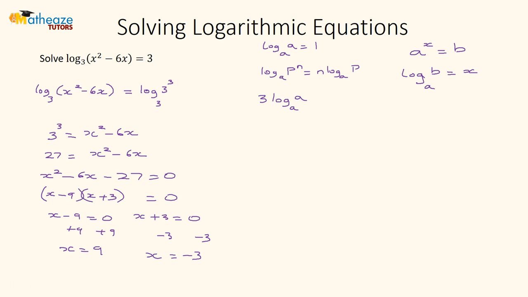So let's see if both of these values are valid. So let's plug in 9. So 9 squared minus 54. So that's going to give us 3. Okay. Negative 3 squared, which is 9, plus 3 times 6, which is 18. So that gives us 3 as well. So x equal to negative 3 or 9. So these are the values of x.